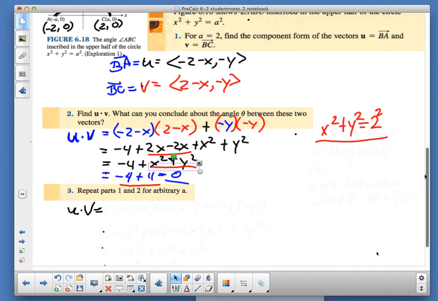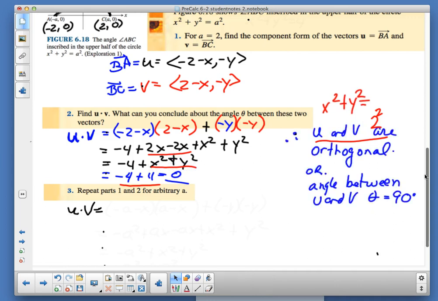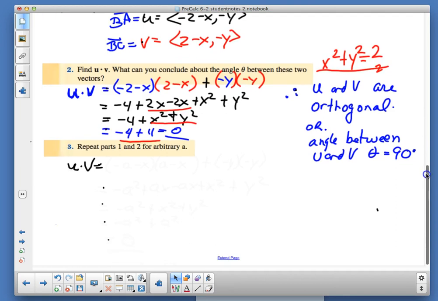Now, I know at this point that u and v are orthogonal, or the angle between u and v is 90 degrees. But we knew that before we started. And then this last one says repeat parts 1 and 2 for an arbitrary a. That means that instead of putting in 2, use just a. So you're going to be prepping it this way as you step up, and then just do the math with the FOIL and manipulation to find out what's happening.